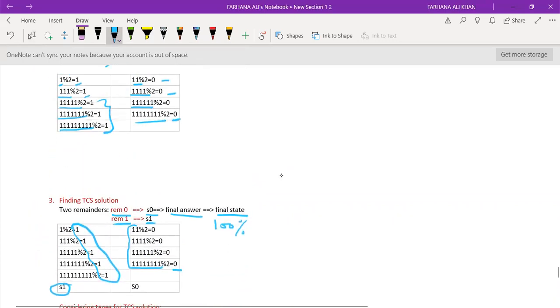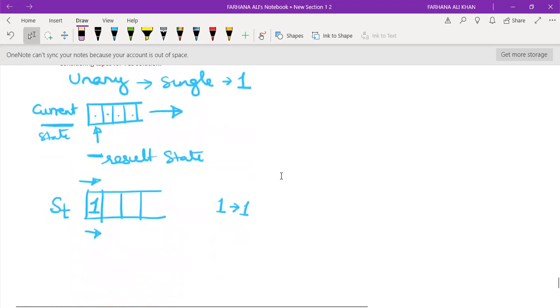Here we can check it. This is the decimal number 1, and the remainder was 1. This is the unary number 1, which was divided by 2, and the remainder was 1. Where are we going to write the remainder? Here on the top, we are going to write the output. So this is the output.